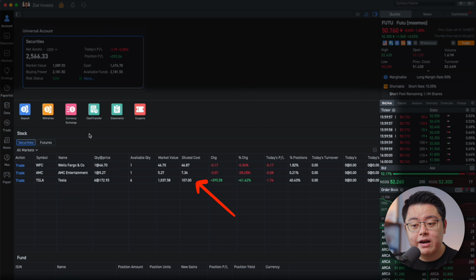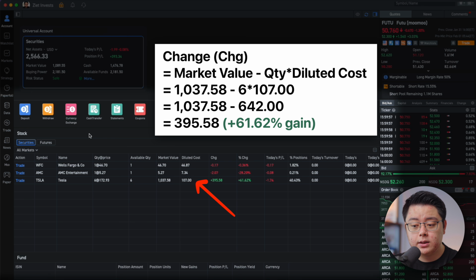Diluted cost means the average cost price of each stock when I bought the stock, and in this case I bought 6 of my Tesla stock back when it was trading at $107 per share each, and if you times that by 6, then it would be $642 when I bought them, right? So use that market value minus $642 and you will get the difference in change and in terms of percentage as well. And this is how much I have in paper profit in percentage. So now it is up over 60% as of the recording of this video. And don't worry if you can't follow, I will explain it again later in the buy and sell section.